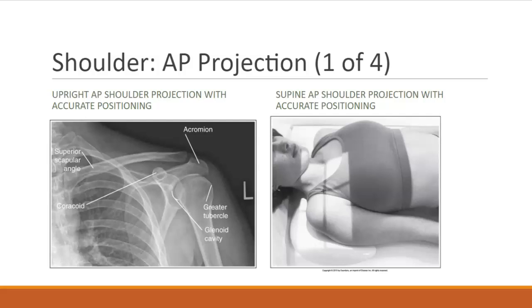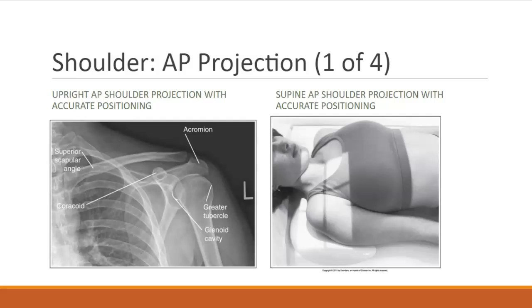Image analysis guidelines for the AP projection of the shoulder state that the scapular body demonstrates minimal transverse foreshortening and half of the superior scapular body should be visualized without thoracic superimposition. The clavicle should be demonstrated with minimal longitudinal foreshortening and with the medial clavicular end positioned next to the lateral edge of the vertebral column.